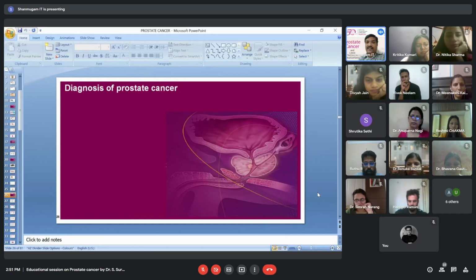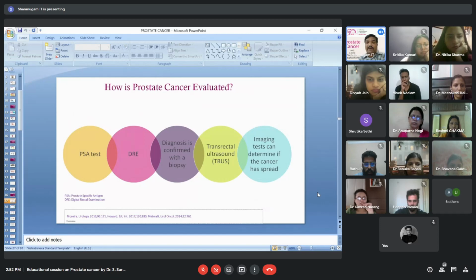So with these signs and symptoms, how to diagnose? When a patient comes to us and you have a high suspicion of the patient having prostate cancer, the simplest test is a PSA test. In the PSA test we also have many things, like doing a free PSA, a PSA to free PSA ratio, and PSA velocity. So these are the things which we need to do. It's not that we do a routine PSA.